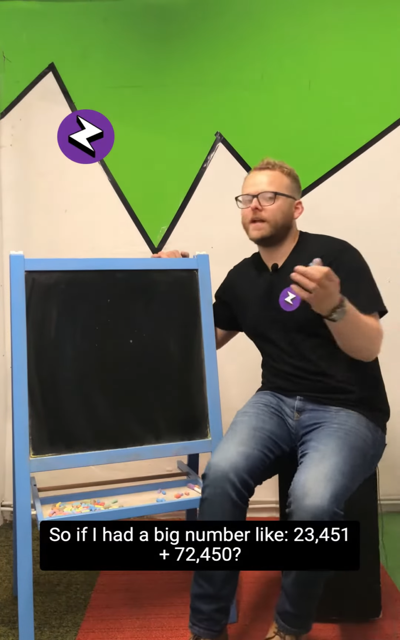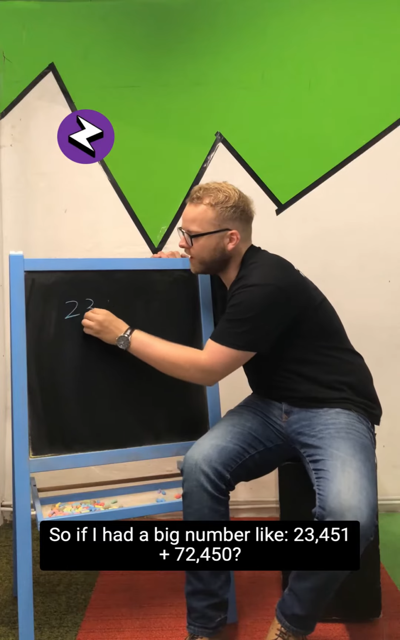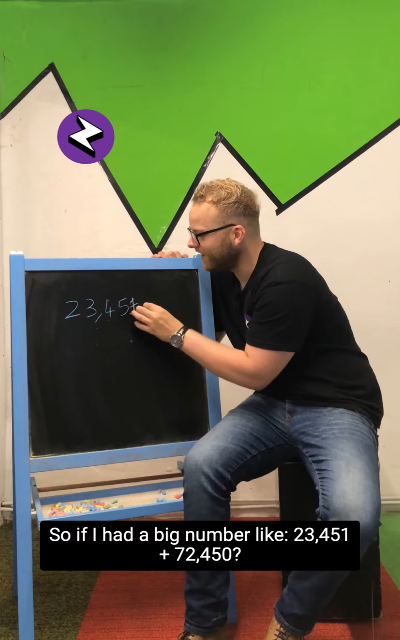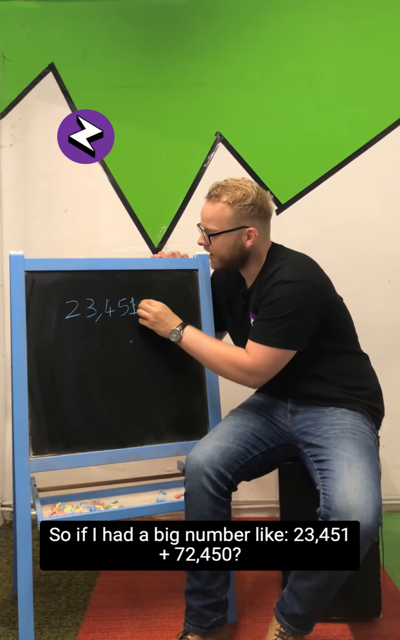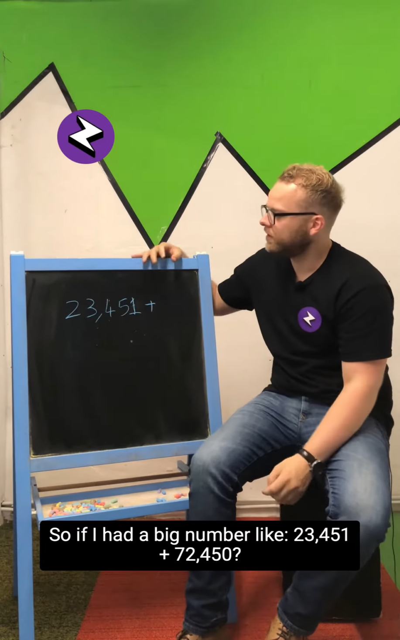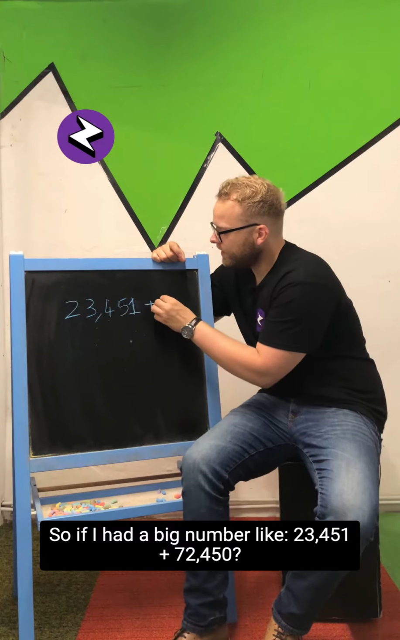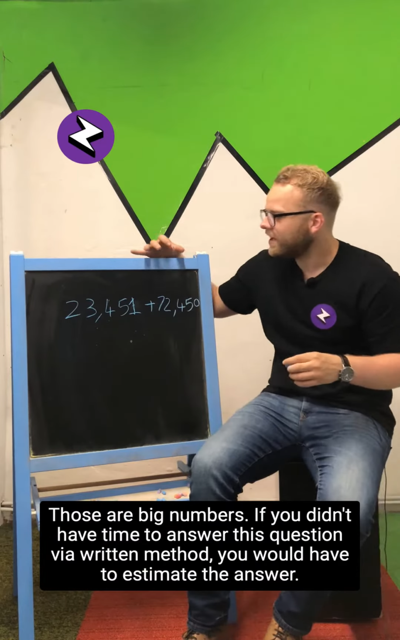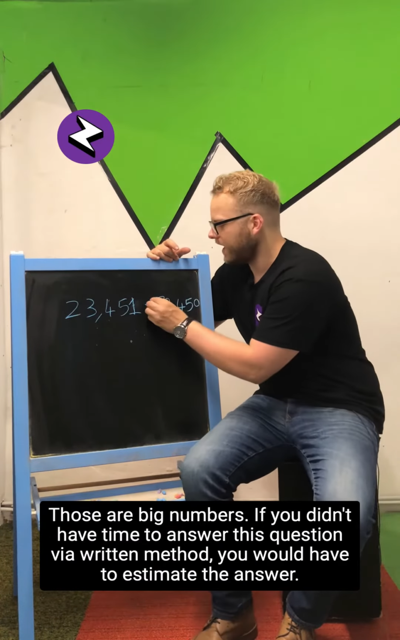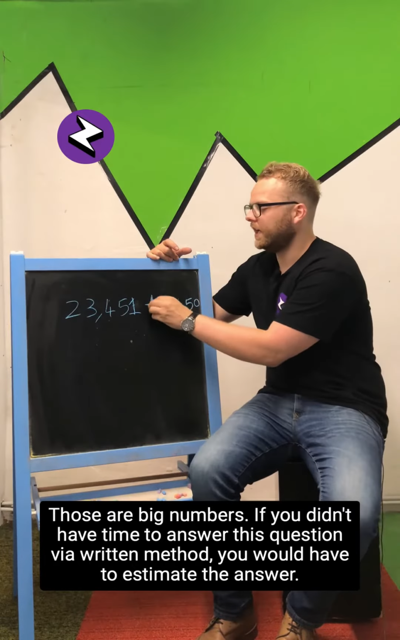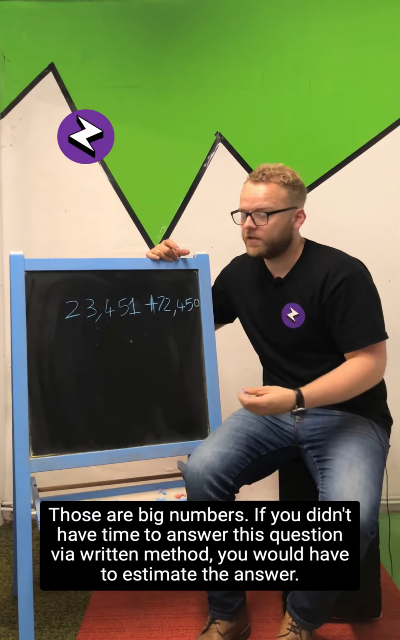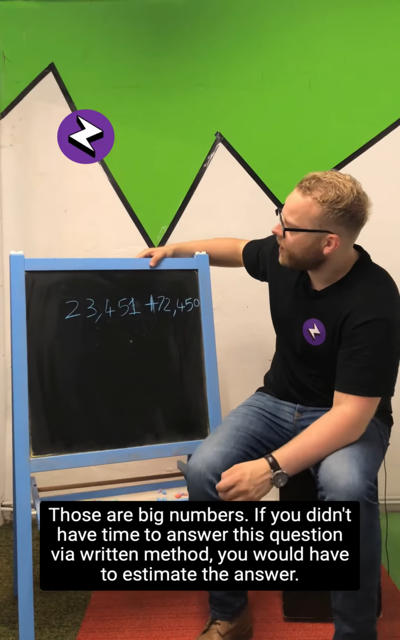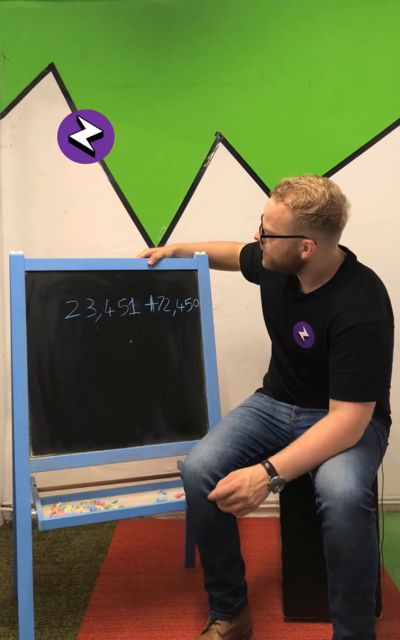So if I had a big number like, I don't know, 23,451. Oh, sorry, 51. Okay, and then plus, what's another big number? 72,450. Okay, so those are big numbers, okay? And if you didn't have time to quickly write it out in written method, you would have to estimate the answers, wouldn't you?